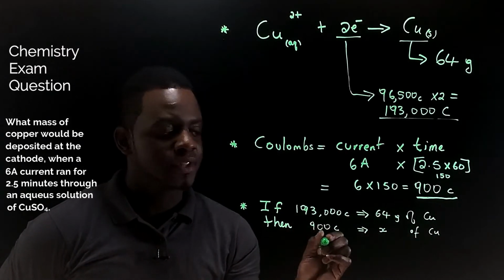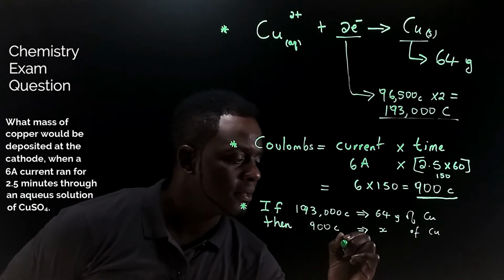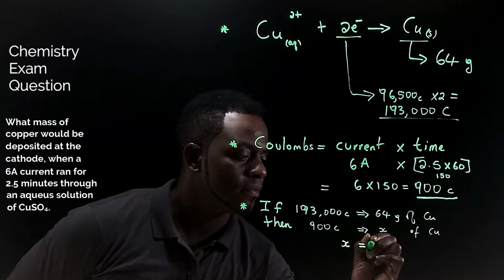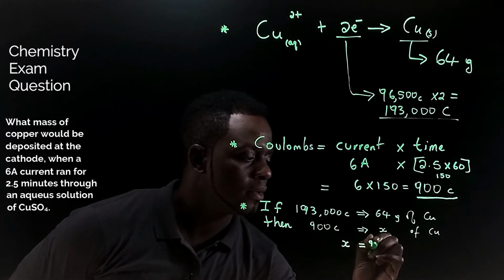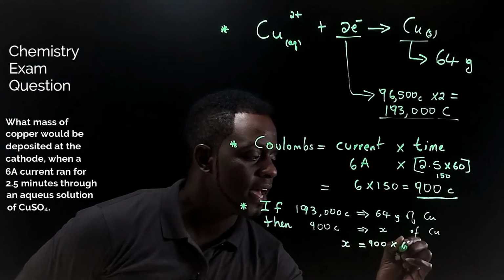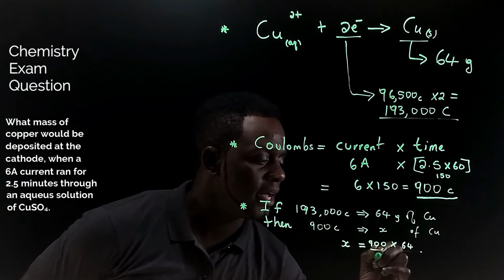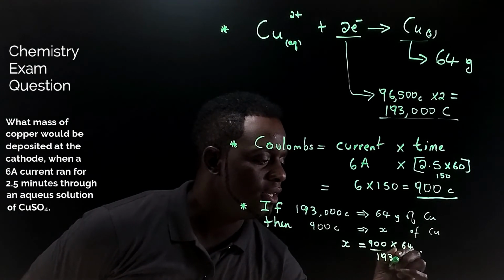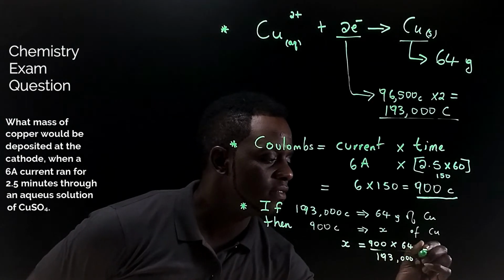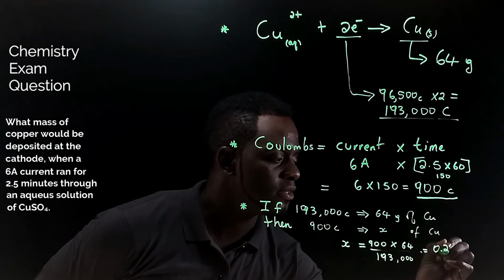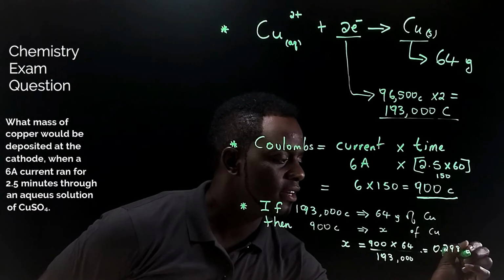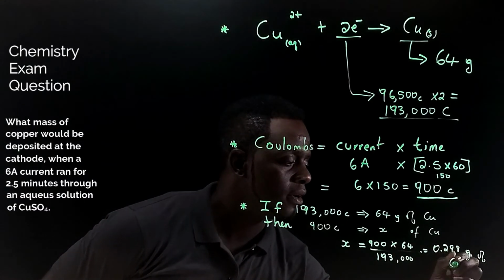Now solving for the unknown X. (900) times 64 divided by 193,000, which gives us 0.298 grams of copper.